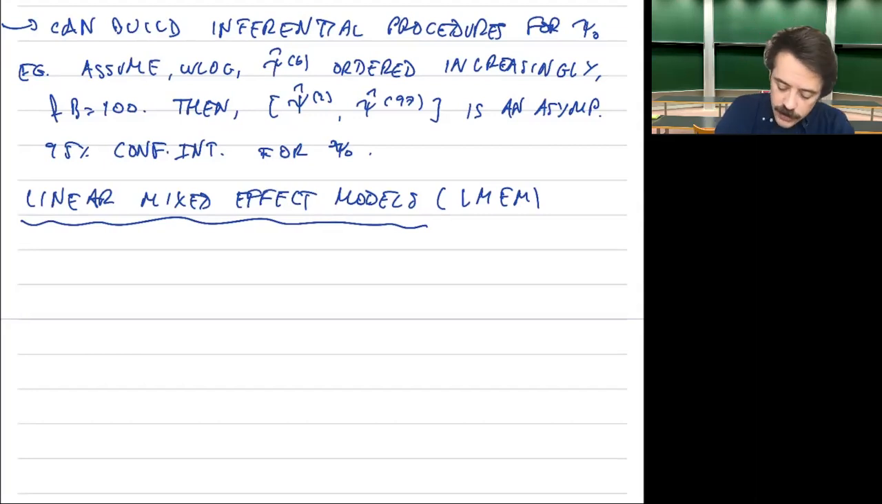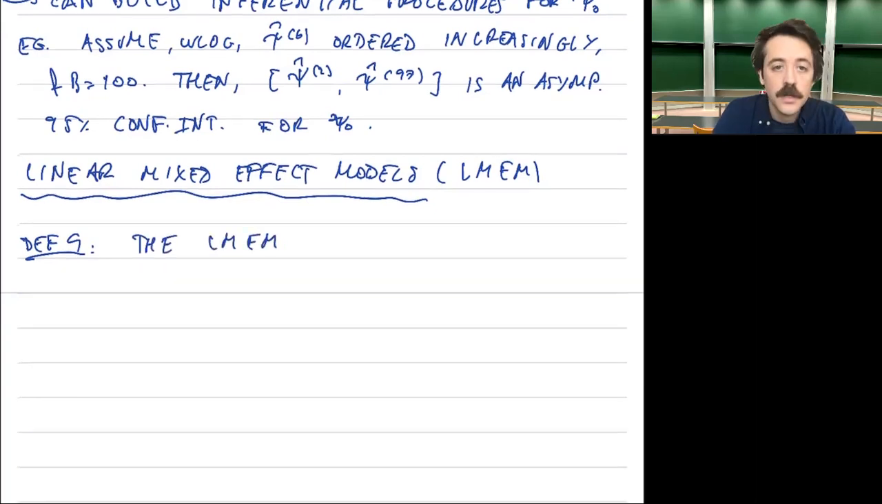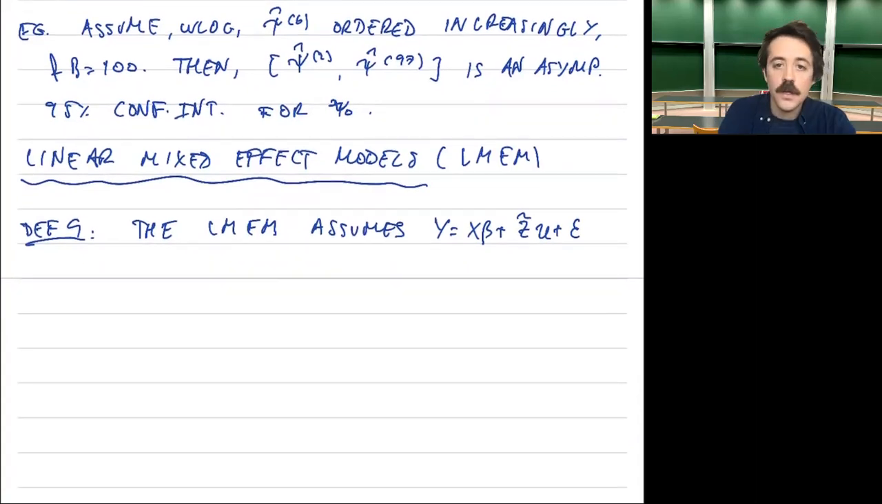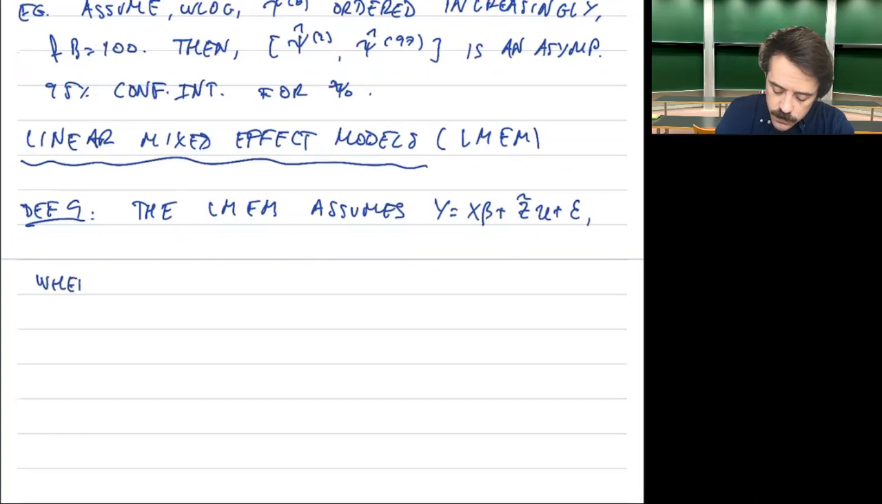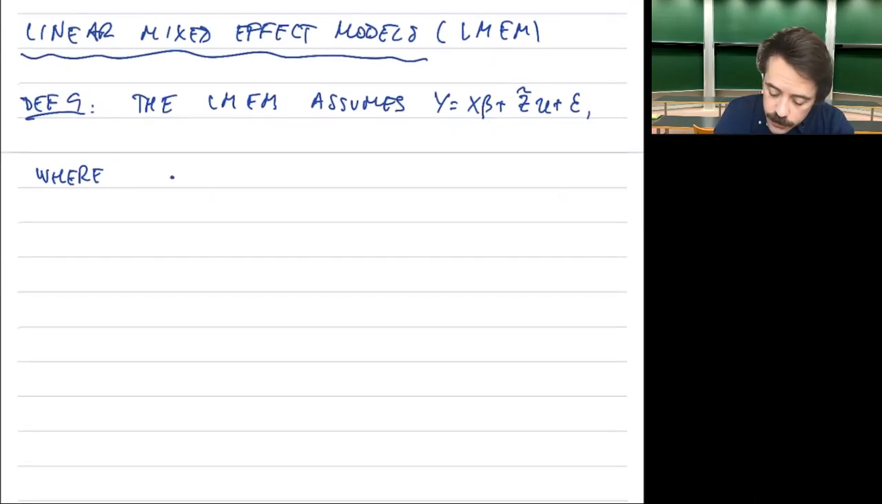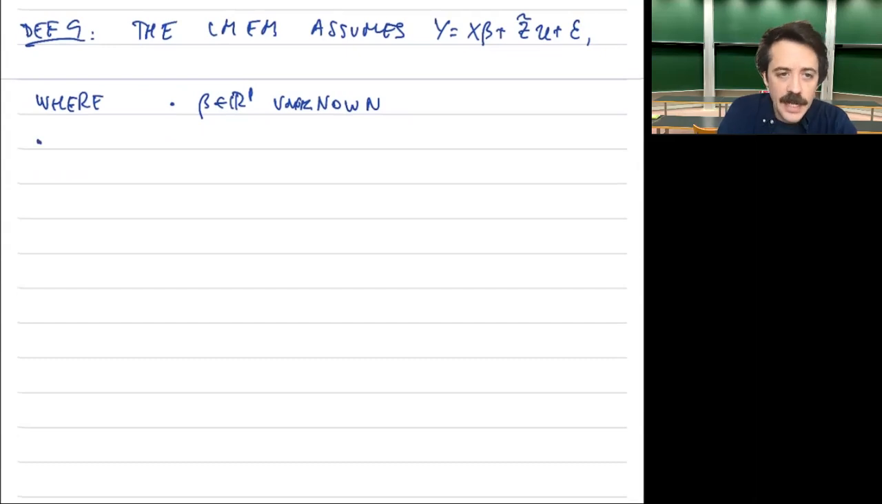Okay, so definition 9. Definition 9 says that the linear mixed effect model assumes that the responses are given by this expression, where we have several assumptions. So first, we have that beta in R^p is unknown. Sorry to be writing this again and again, but this is the fixed effects. Then we also have the Z tilde. Okay, so this is a block diagonal matrix.